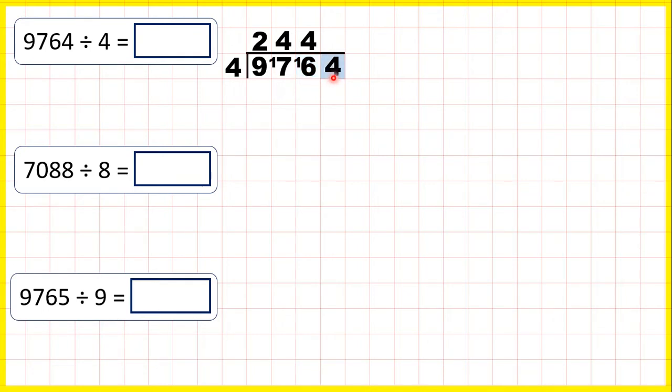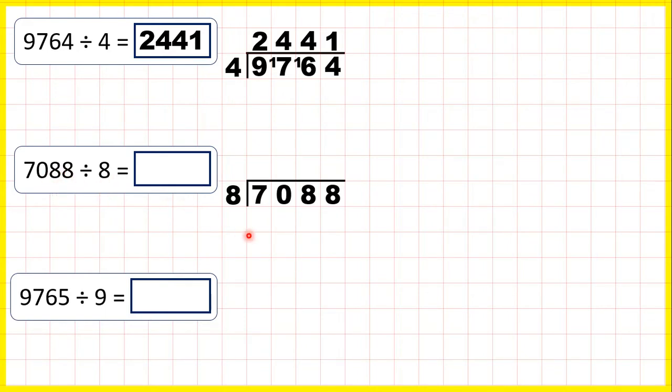And now we have 4 divided by 4, which is 1, because 1 times 4 is 4. So our answer is 2,441.